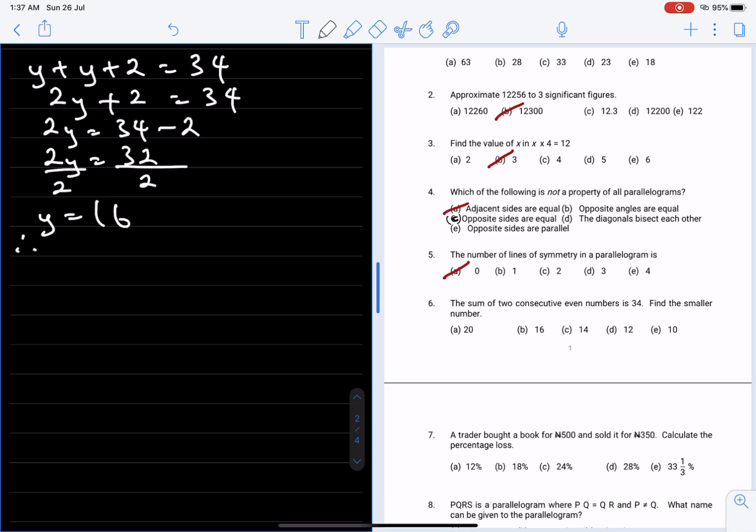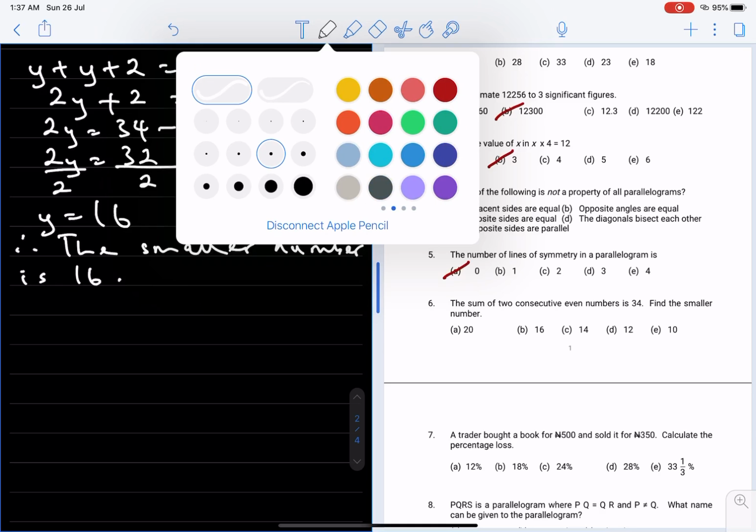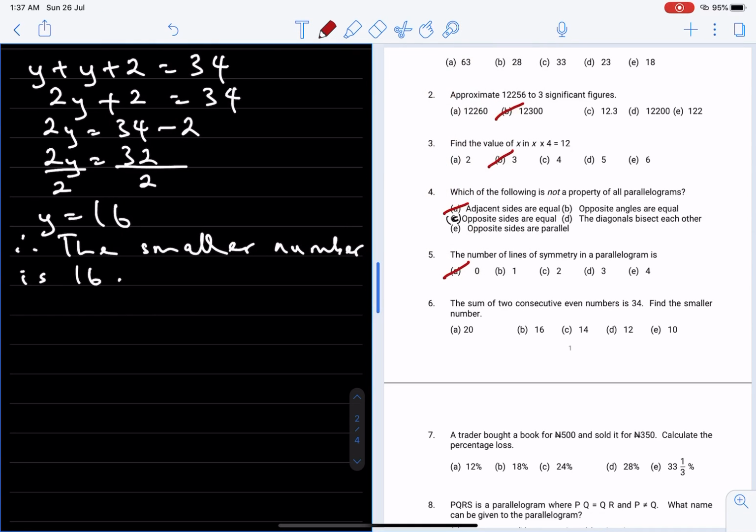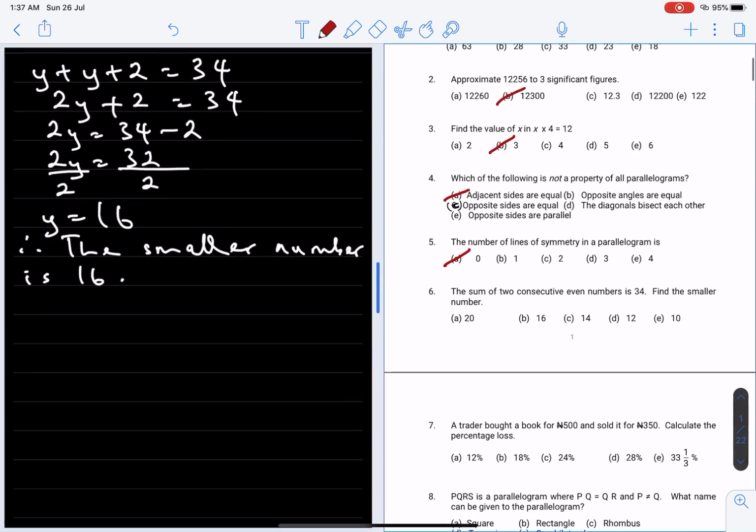Therefore, the smaller number is 16, and the correct option is B. And now we go to the next.